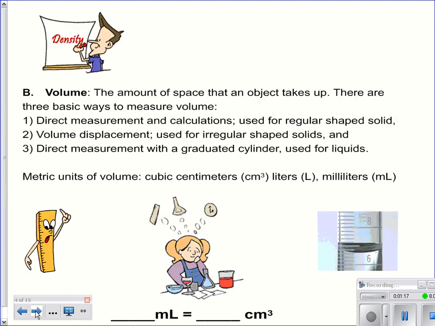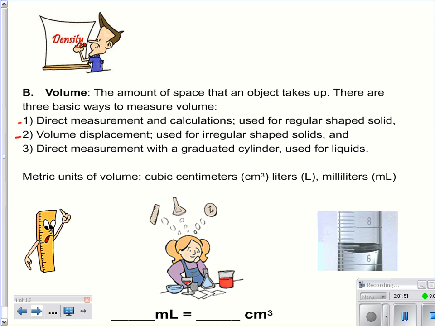Okay, next one, we have volume. And there are a couple different ways that we can measure volume of a substance. One way is through direct measurement. If you have a solid object that's got a definite shape to it, like maybe a cube, you can do length times width times height, so that's pretty easy for us. You could do volume displacement for an irregularly shaped solid. We're going to see that's what we do in lab the next time we meet. So you guys can do a volume displacement method.